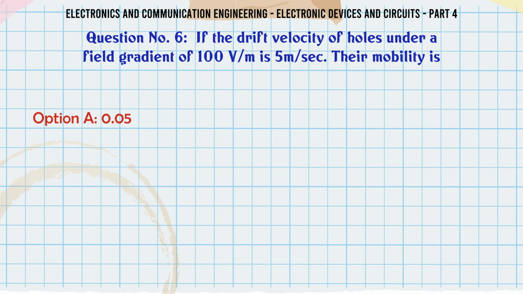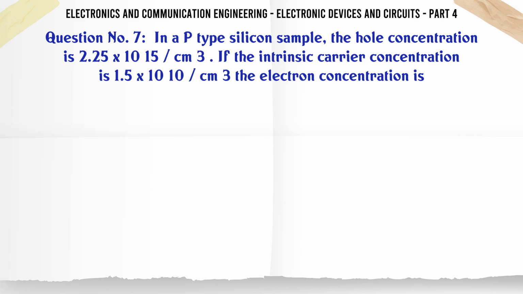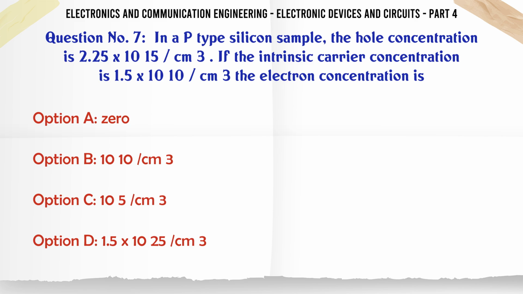If the drift velocity of holes under a field gradient of 100 V/m is 5 m/s, their mobility is: A. 0.05, B. 0.5, C. 50, D. 500. The correct answer is 0.05.